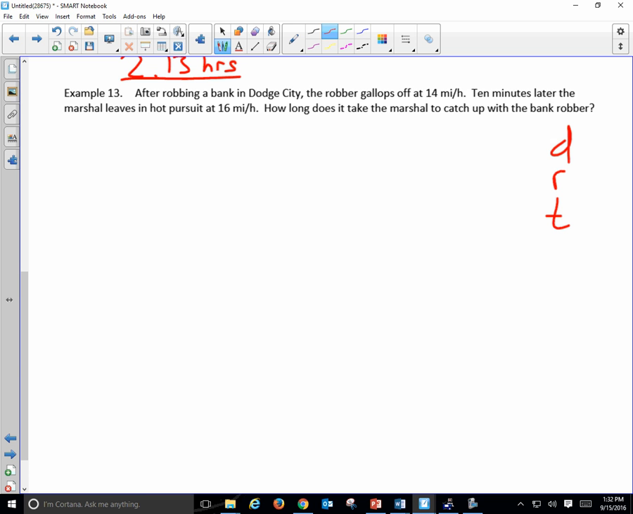But what's the same? Is the rate the same? Will they have been traveling for the exact same time? No, because the robber takes 10 minutes longer, right? So have they been traveling the same distance? They will eventually have traveled the exact same distance. They both leave the station and they'll overtake each other after the same distance.